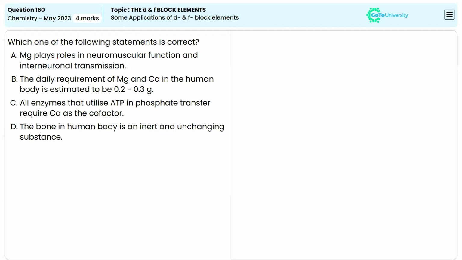The first one is: magnesium plays a role in neuromuscular function and interneuronal transmission. Both interneuronal transmission and neuromuscular function depend on calcium, not magnesium. So option A is incorrect because magnesium is not playing the role. Calcium is the one which determines this role.